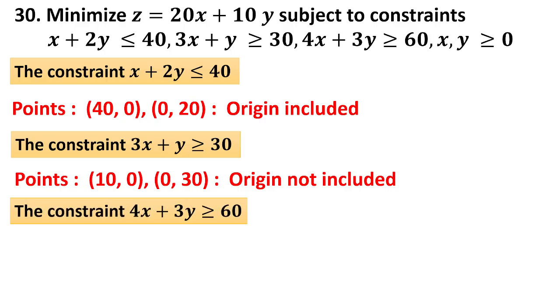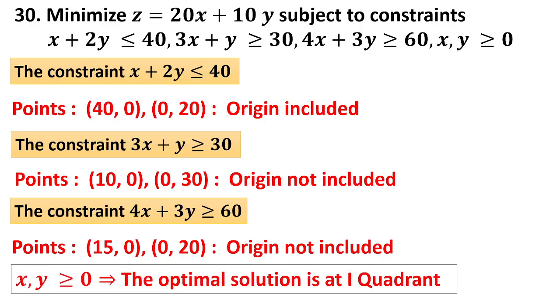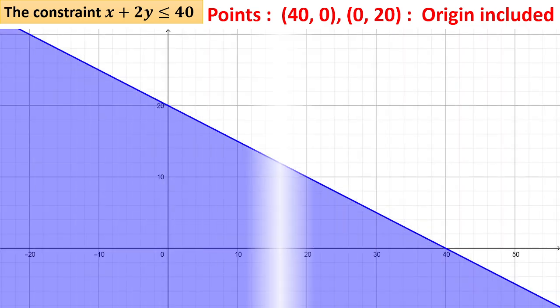And for the fourth constraint, the points are obtained by putting x equal to 0, get the value of y, put y equal to 0, get the value of x. Origin not included. And you have been given x, y greater than or equal to 0. This is common in every problem. The solution is in the first quadrant. Let us try to draw the first diagram.